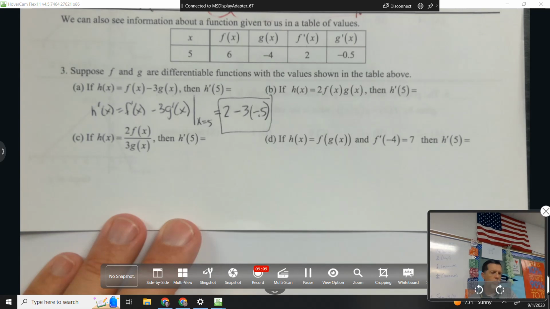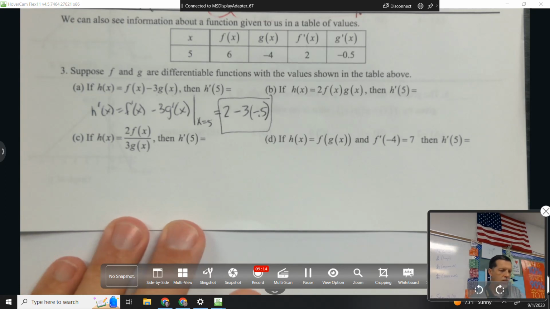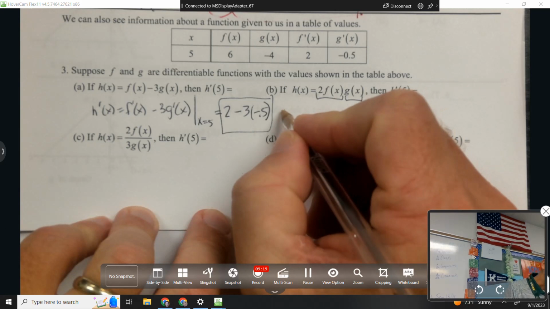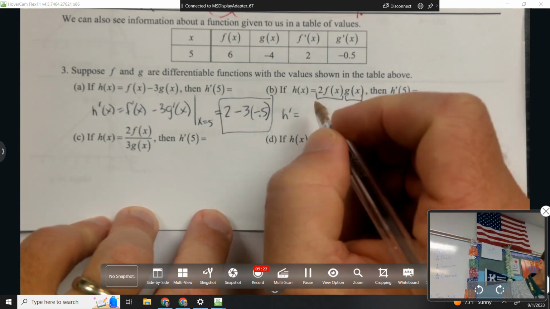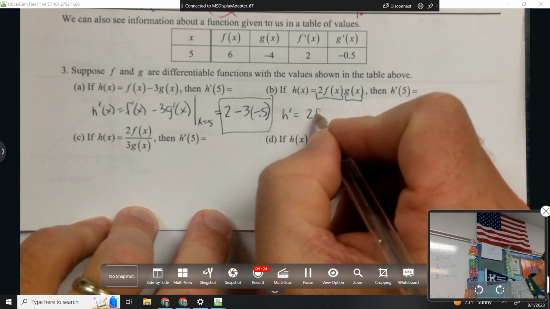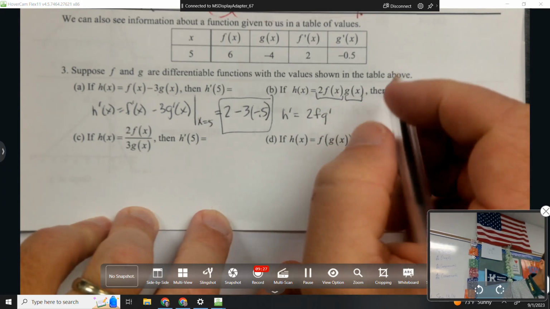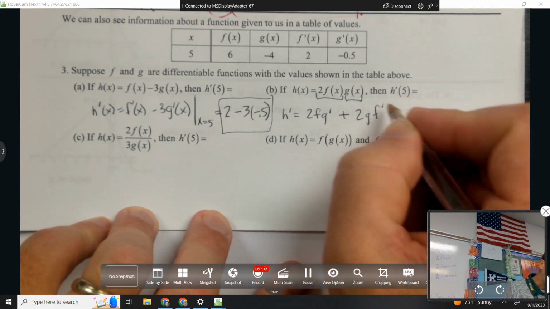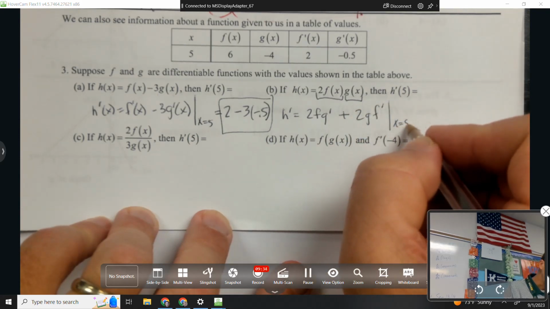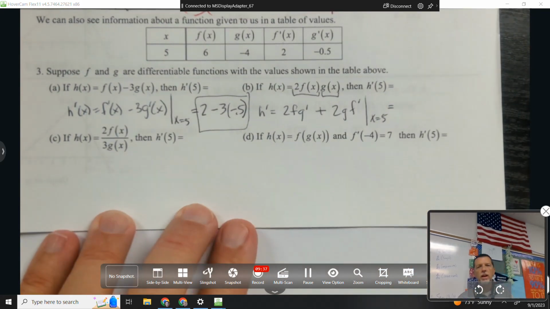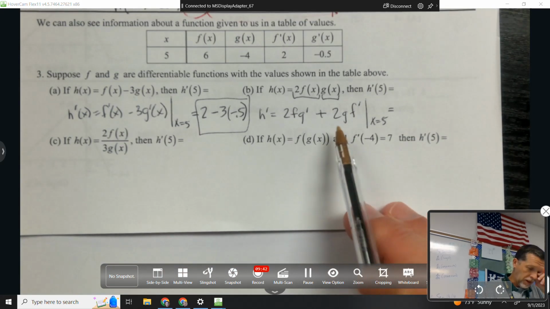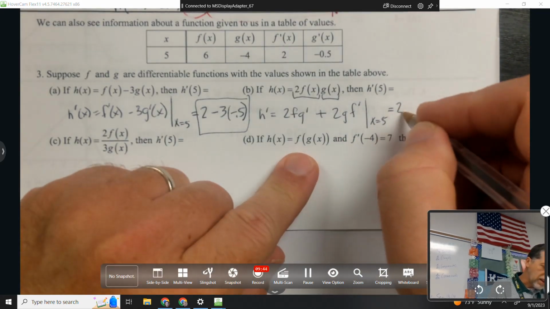What rule are we going to have to use on letter B? Product rule. And they were kind enough to give us f and g, so this will be kind of easy. They're labeled the right way. So 2f g prime plus 2gf prime. And all of those at 5. So looks like we'll use everything. I just got to put them in the right spot.